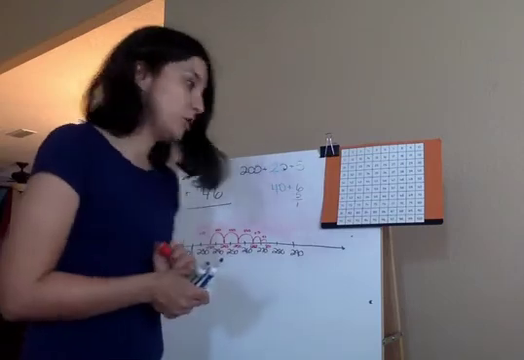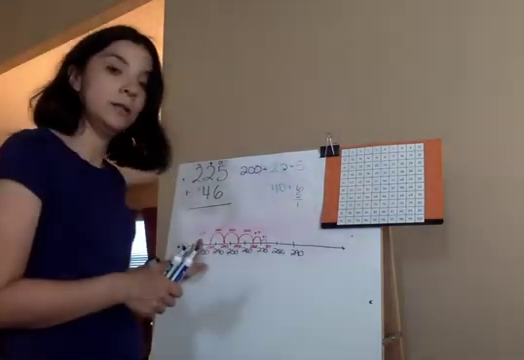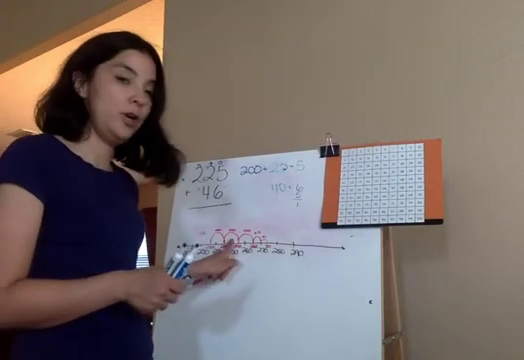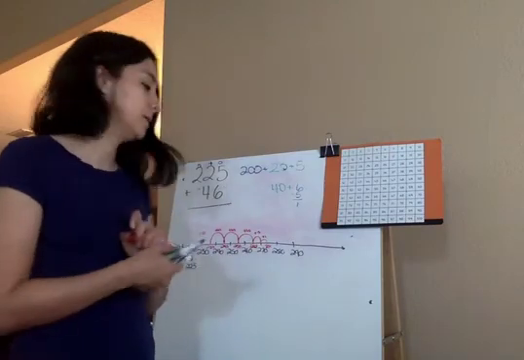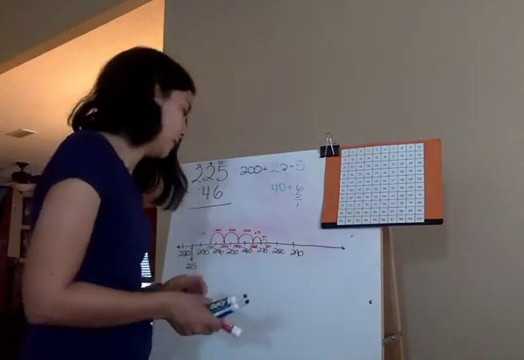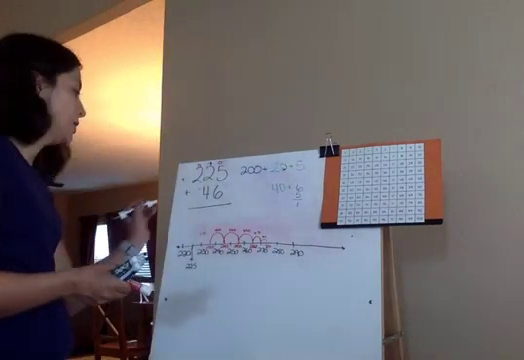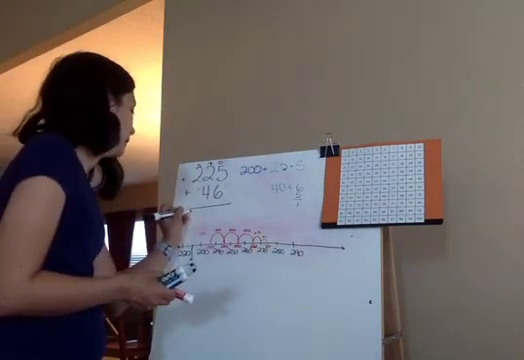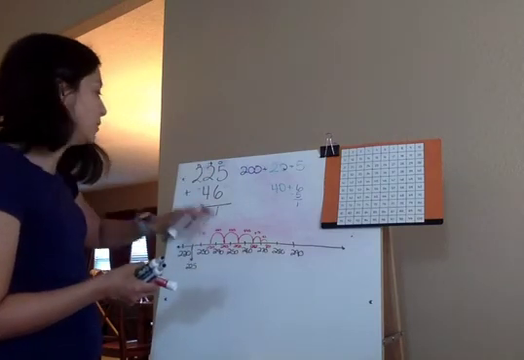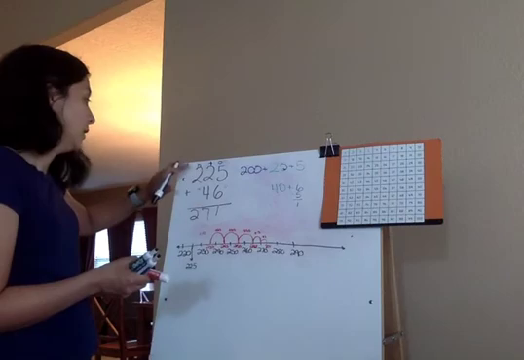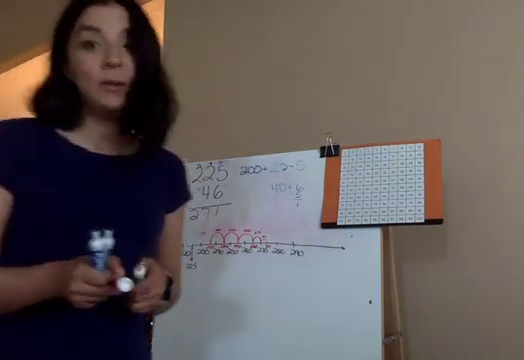I'm going to check to make sure that I jumped all of my jumps. I had to jump 40 and 6. Let's check. 10, 20, 30, 40, 45, and 46. So that means that my answer is 271. Remember to write your answer under your problem. And make sure that you wrote your 1s under your 1s, your 10s under your 10s, and your 100s under your 100s. I hope that this review has been helpful.